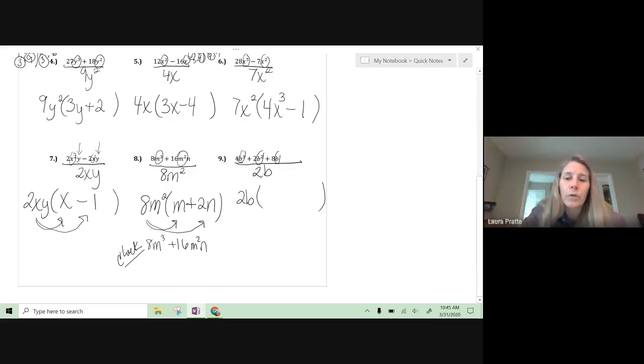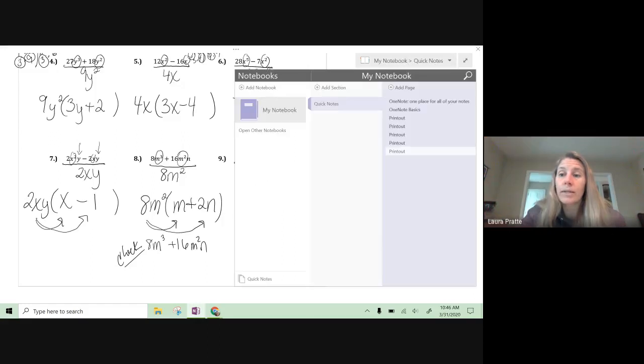So 4b cubed divided by 2b would be 2b squared, because 4 divided by 2 is 2. B cubed divided by b, you subtract your exponents, you'd be left with b squared. Now let's do the middle term here. 2b squared divided by 2b, well, the 2's would cancel, and b squared divided by b leaves you with just 1b. And then the last term, 8b divided by 2b, 8 divided by 2 is 4, and the b's would cancel, so you would be left with 2b squared plus b plus 4. So now let's go on and build on to this a little bit.